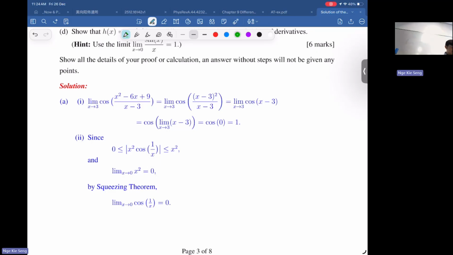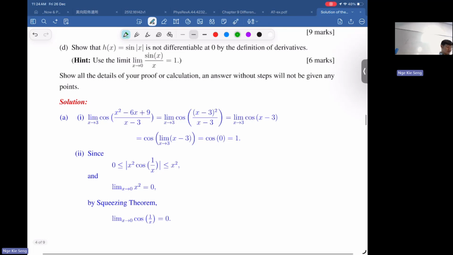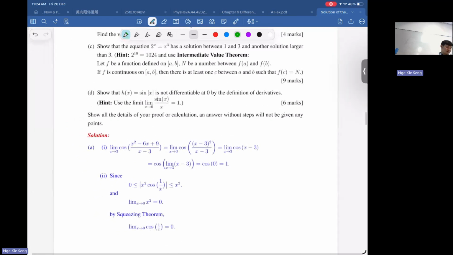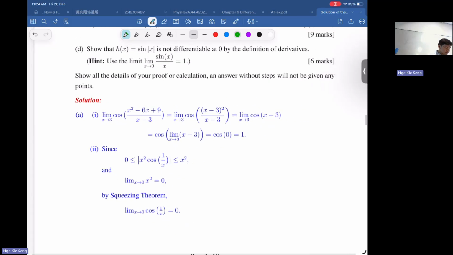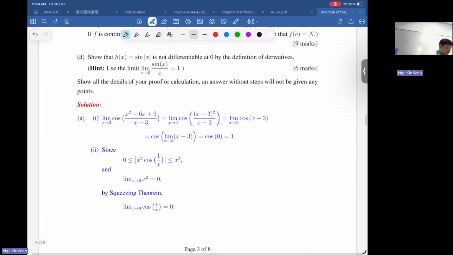2 is a bit tricky. Yeah? 2 is a bit tricky. So we give you the hint so that you can use the squeeze theorem. So how to use the squeeze theorem here? You should realize that the cos function is squeezed between 1 and minus 1.